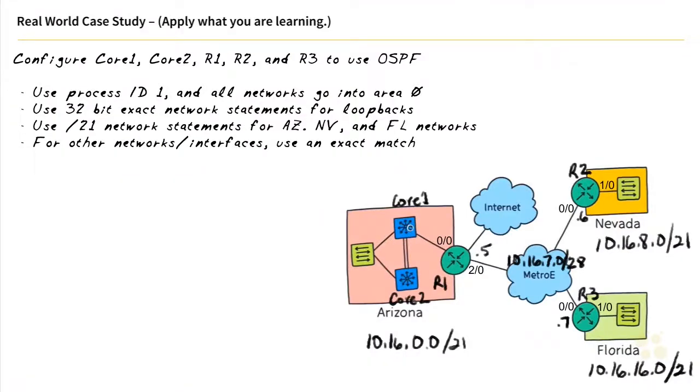So let's take inventory. We've enabled OSPF on Core 1, Core 2, and Router 1. Let's go to Nevada, or the Nevada router, and let's configure R2 as well. So in Nevada, the big difference is going to be that it's the 10.16.8 network, that block of addresses, that we're going to include in the network statement here on R2. So let's go over to R2.